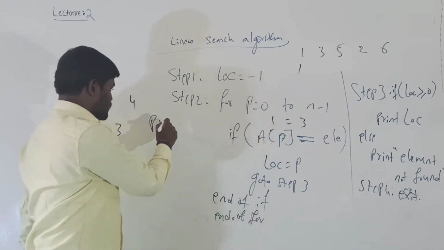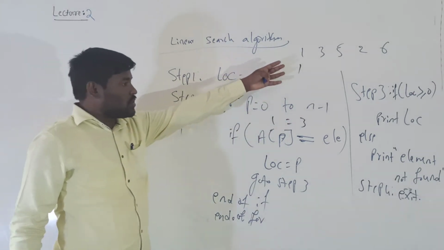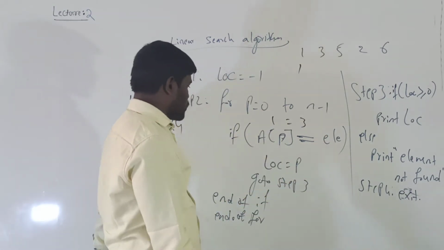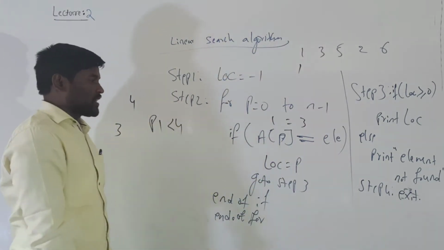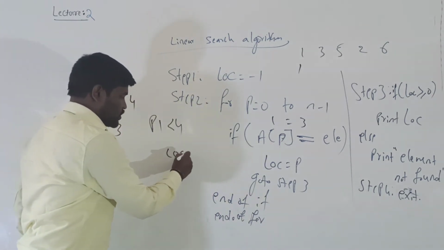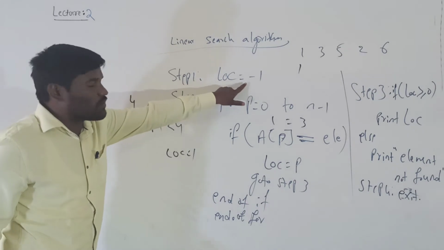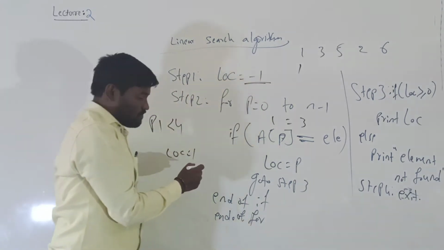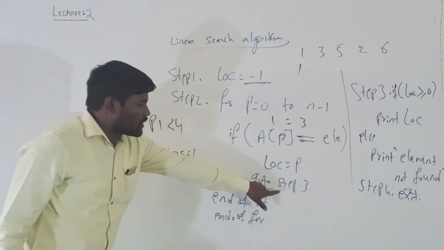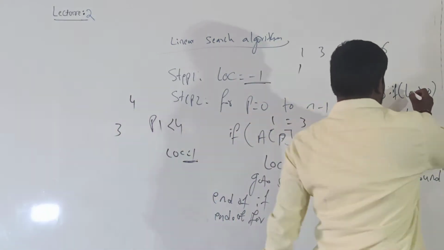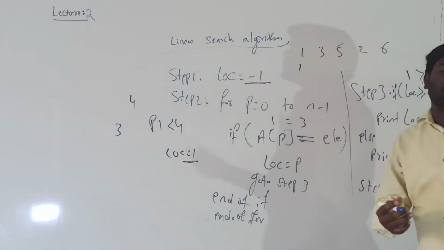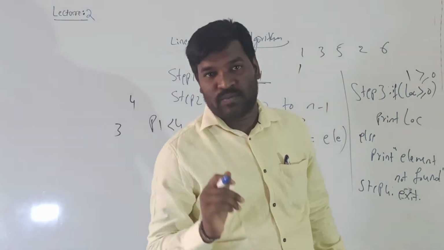1 is less than 4, again the condition is true. A[1] is 3, and 3 equals 3, the condition is true. True means P is assigned to location. The present value of P is 1, so 1 is stored in location. The initial value of location was -1, and the present value is 1. After assigning, it goes directly to step 3. Location 1 is greater than or equal to 0, true. Here it will print the location, or you can print that the search is successful.